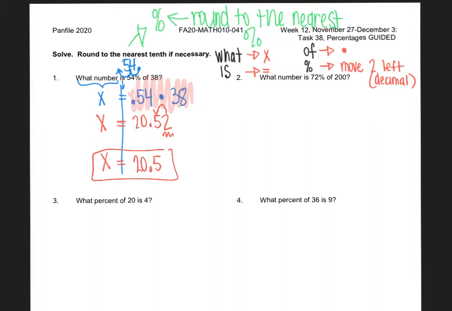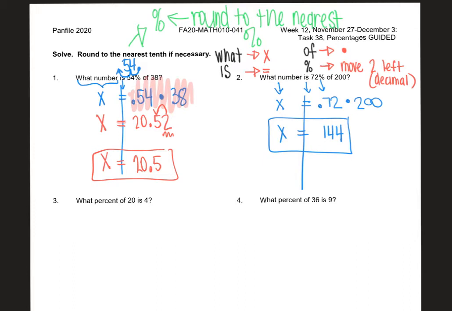All right, so I put the types of wording. I gave you 2 of each, and I kept them right next to each other because I'm not trying to trick you. So you will notice that number 2 is the same wording. What number means x, is means equals. 72% is going to be 0.72. Of means multiply. 200 stays 200. We have the x all alone. We're going to multiply 0.72 times 200, and we are going to get 144, no rounding necessary.